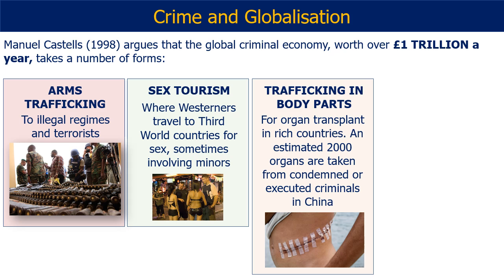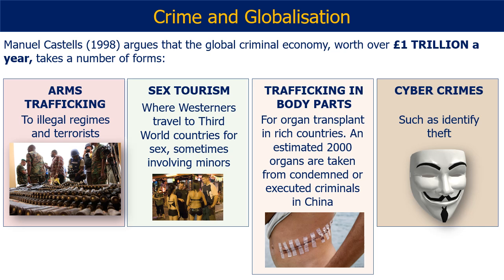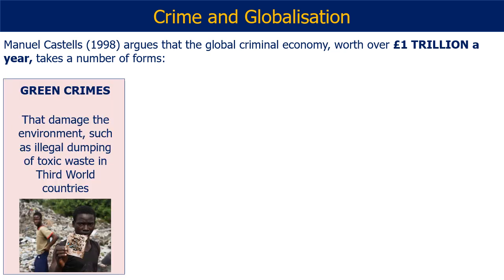Something we've mentioned before is cybercrime, such as identity theft, but obviously cybercrimes by their very nature are global because they can take place anywhere, and often it's unknown what the country of origin is that the crime is being committed from. We've got green crimes, which we're going to be talking about later in this lesson, things that damage the environment. That could be things like illegal dumping of toxic waste in developing countries, where, again, the same regulatory bodies or the same sort of surveillance system that we have in the UK and in Western world countries doesn't really exist, so companies and corporations feel that they can get away with it.